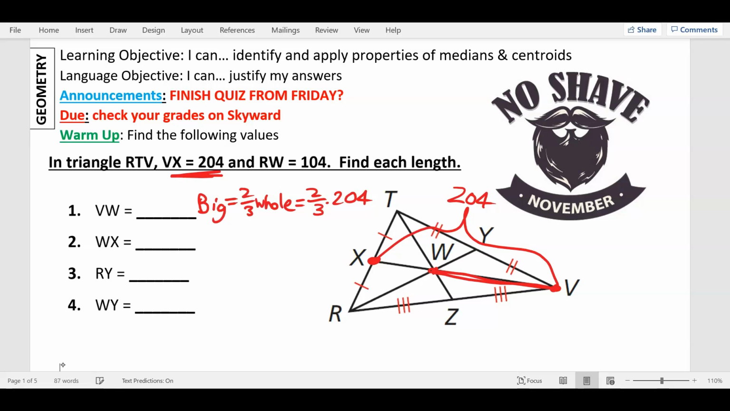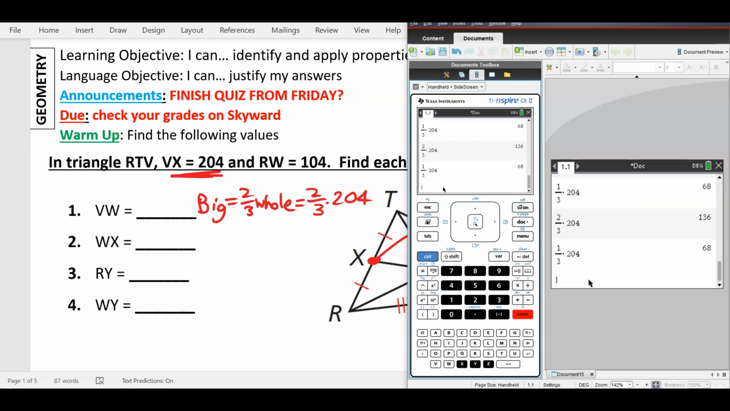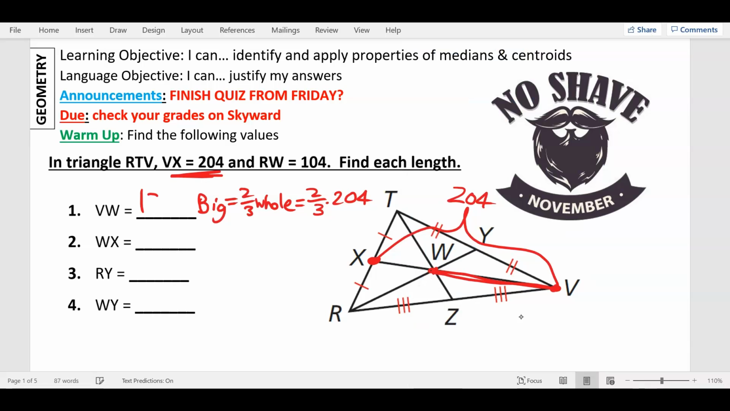Now, do y'all remember how to type that in your calculators? If not, here's a reminder. You go to calculator. Control divide gives you a fraction bar. So you're going to do 2 on top over 3, go to the right, times 204. And I get 136. Okay? I'm going to label it VW 136. Cool.